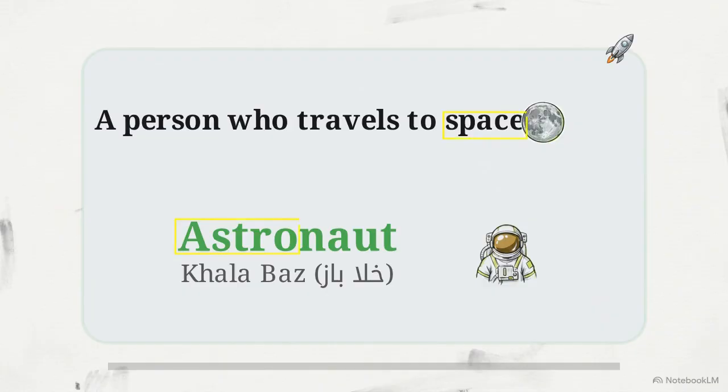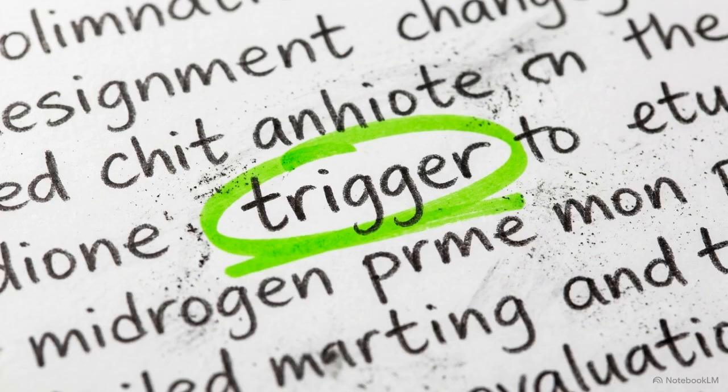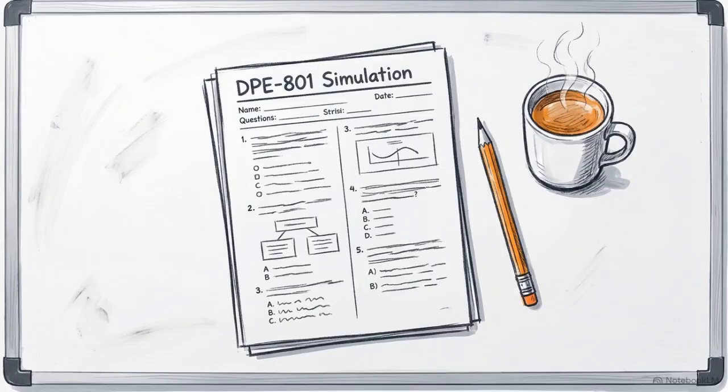The trigger space connects directly to astro, the root meaning stars or outer space. Passing requires training yourself to hunt for specific English trigger words hidden inside the question stem. We will now apply the suffix, root, and trigger word strategies to a high-difficulty simulated DPE 801 question.